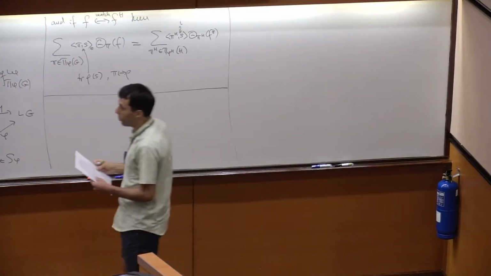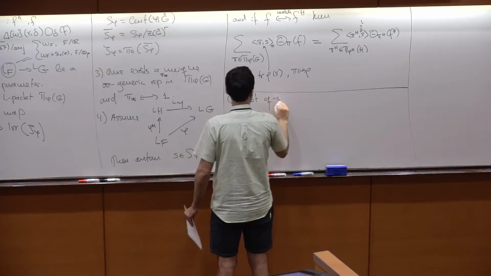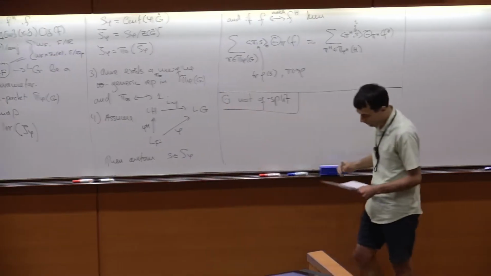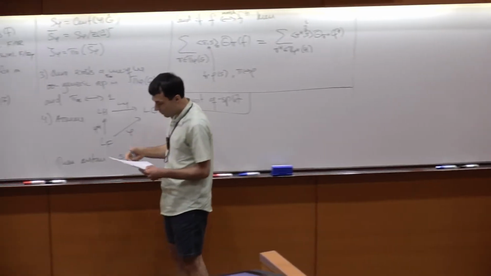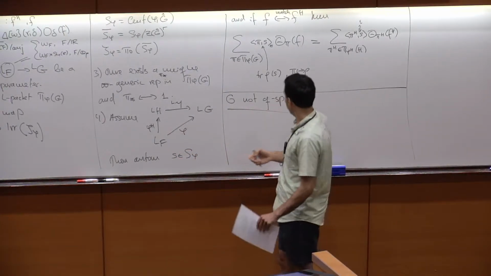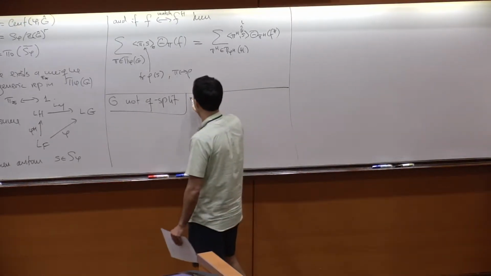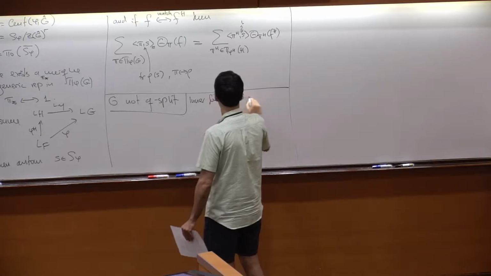And so what we want to move on now to is G not quasi-split. This is what we want to discuss today. And so, let me remind you of the concept of an inner form. It already occurred last time.